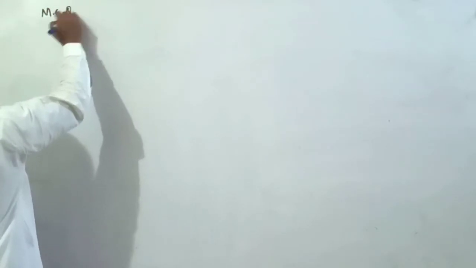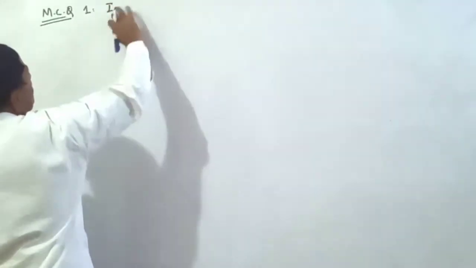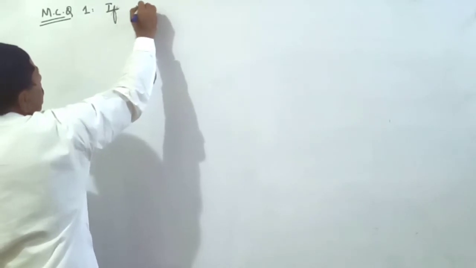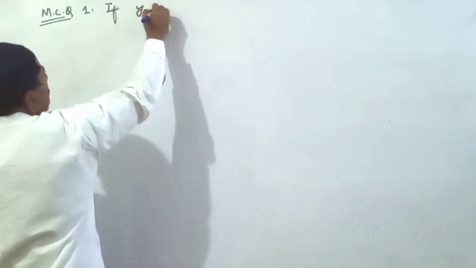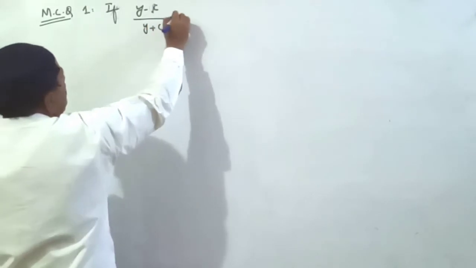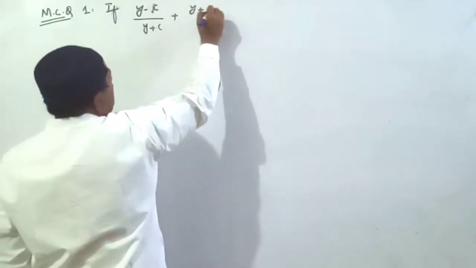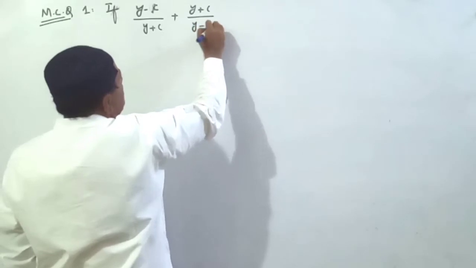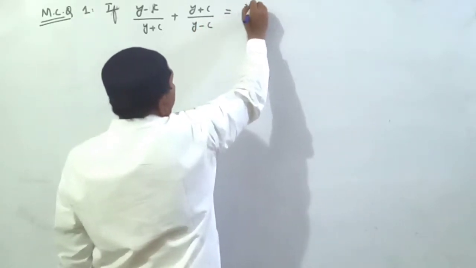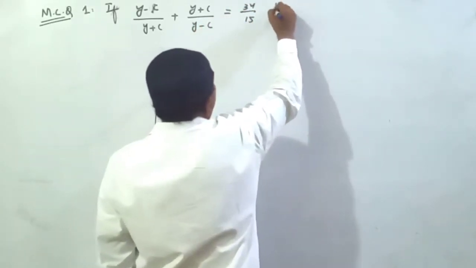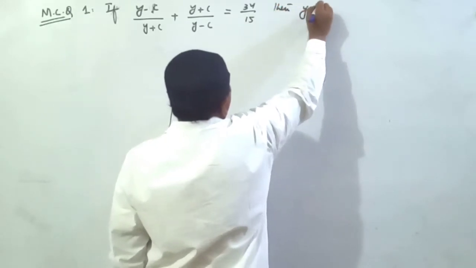There are a few MCQs related to exercise 3.4. MCQ number 1. If (y minus c) upon (y plus c) plus (y plus c) upon (y minus c) is equal to 34 upon 15, then what should be the value of y?